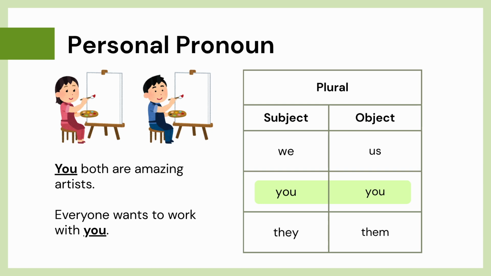Now for the object, everyone wants to work with you. Here we follow the same pattern. Everyone is the subject. And what does everyone want to do? Work. But work with whom? With both of you. With you. That's why you is the object here because it receives the action.